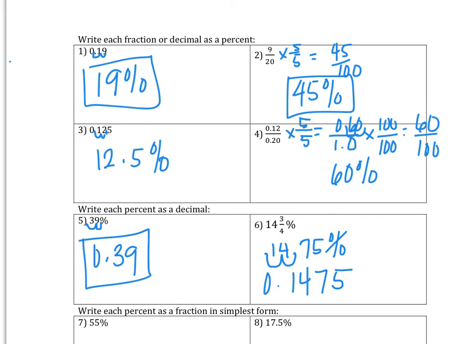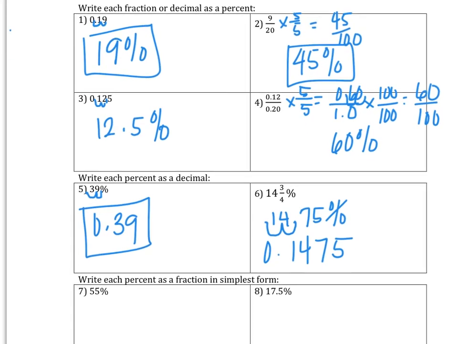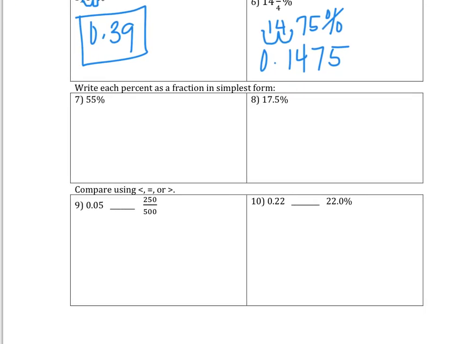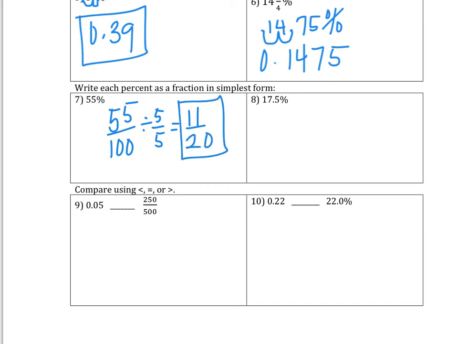Okay, let's take a look at our next one. Number 7. We want to write each percent as a fraction in simplest form. So this one is going to be 55 over 100, and then we can divide both of those by 5, top and bottom, and that's going to give us 11 over 20. So that's a fraction in simplest form.